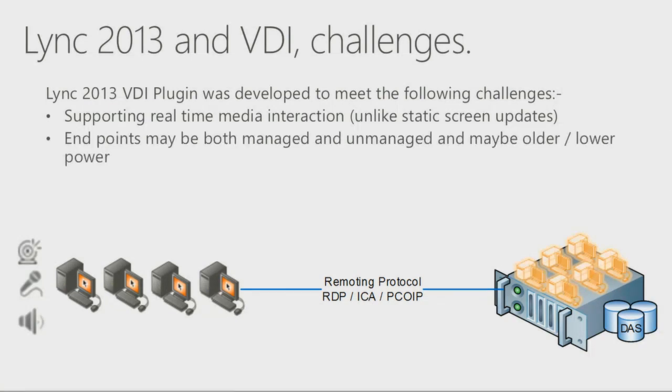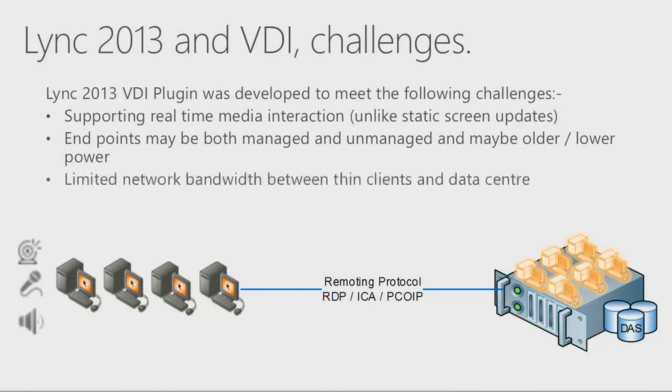It's about dealing with potentially managed and unmanaged endpoints, maybe some people reusing some of their existing PCs. It's about understanding that there may be limited bandwidth between the thin clients themselves and the data center. So what we really want to avoid is sending real-time media over a very long transit path if we've got two people sitting in the same building wishing to have an audio call, a video call, or a media call between them. By getting that media closer to the local machine, we should deliver a better experience for the end users.